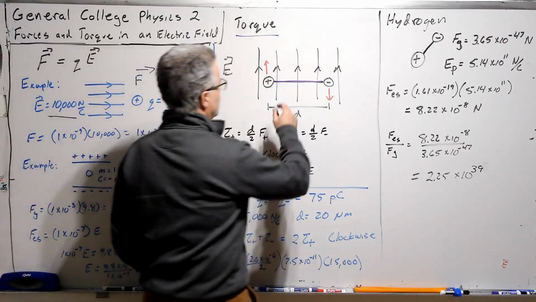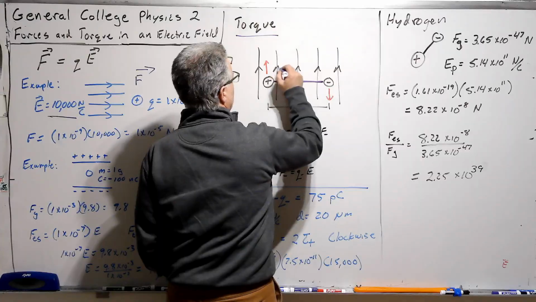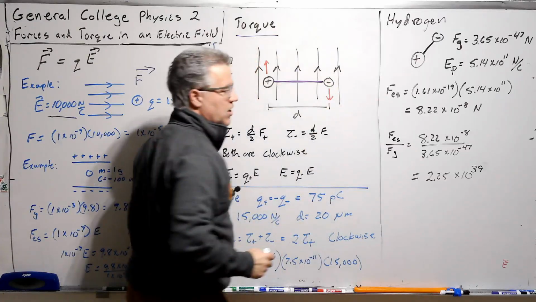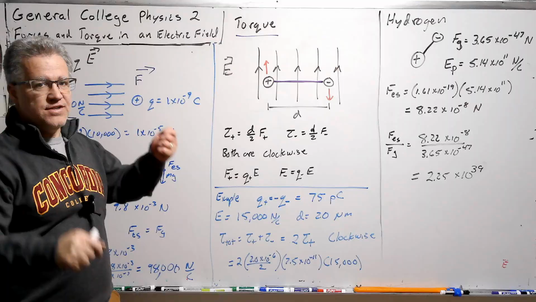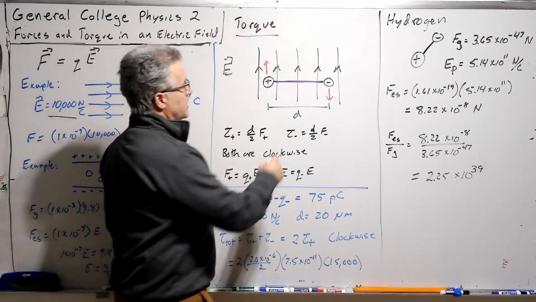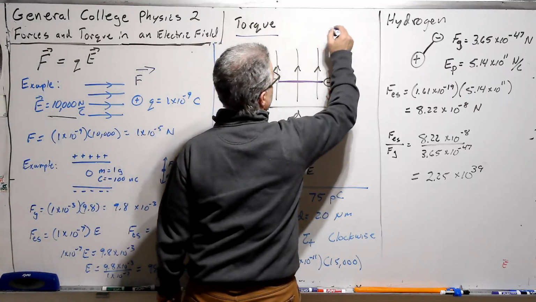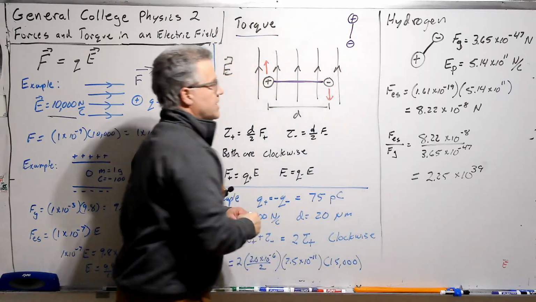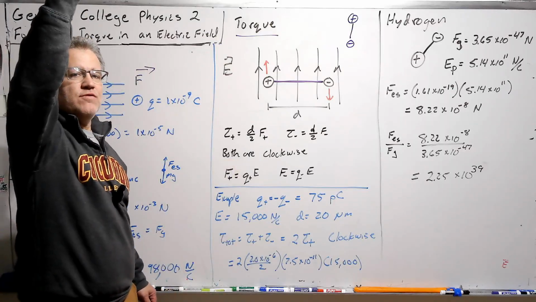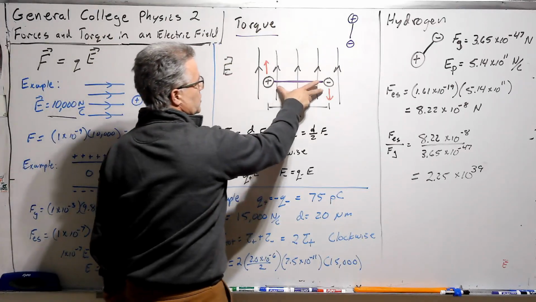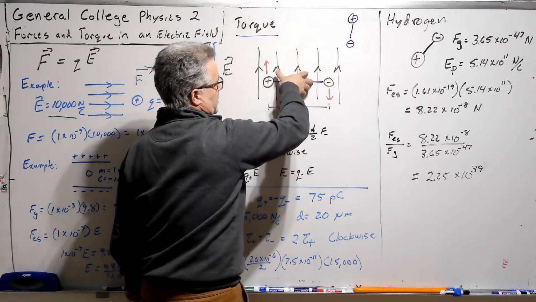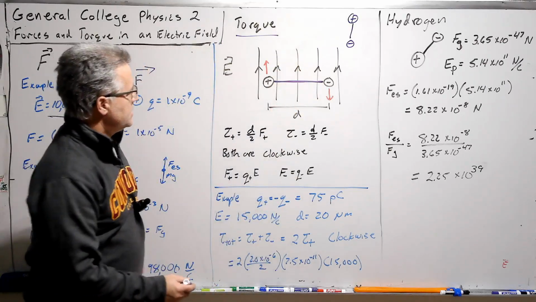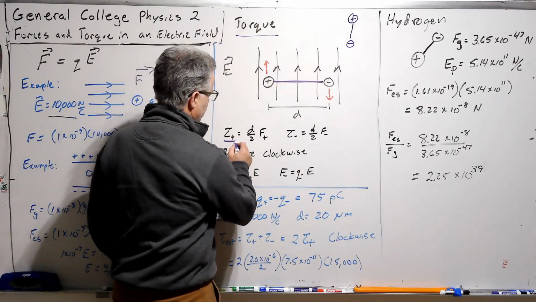Well, what's this going to want to do? The positive charges want to go up, the negative charge wants to go down. So this is definitely not in equilibrium, not in a rotational equilibrium. Ultimately, it wants to end up like this. It's not going to move up or down because we have equal charges here, but it's just going to rotate. And so we can talk about the torque.